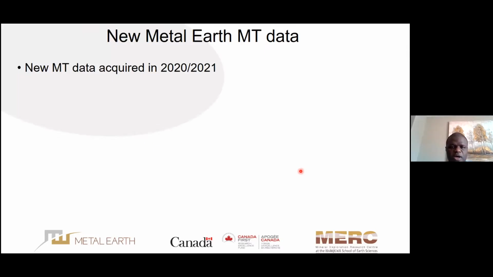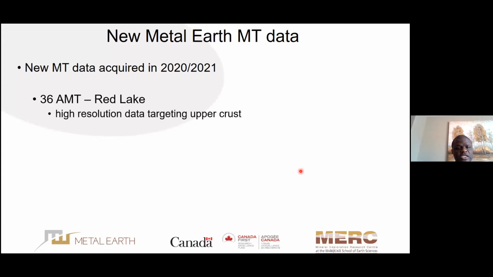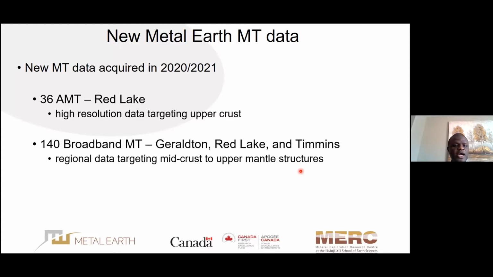So between September last year and a couple of weeks ago, two weeks ago precisely, we acquired a new set of data, 36 AMT precisely, from Red Lake. AMT, that's the audio frequency magnetotelluric data that focuses on the top few kilometers of the Earth. And in addition, we acquired 140 broadband MT sites from Geraldton, Red Lake, and Timmins. Broadband MT gives more information about the mid and lower crust, extending basically from the top few kilometers to the Moho. And taken together, we spent about $500,000 on this project.